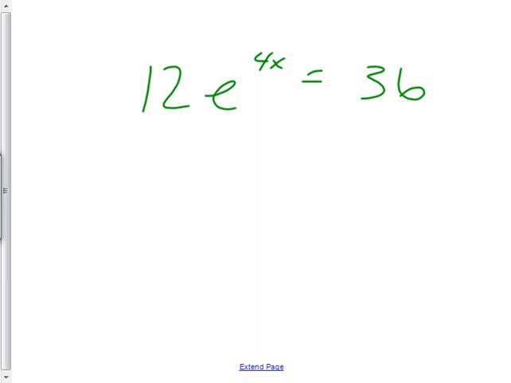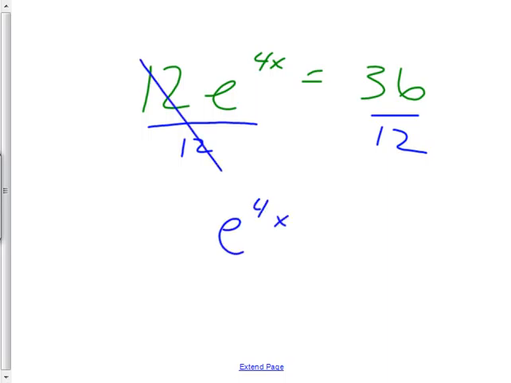Got to get rid of the 12. If I divide by 12 on both sides, now I've got e to the 4x. Now I can rewrite it. You can't rewrite something that has got junk around the base.